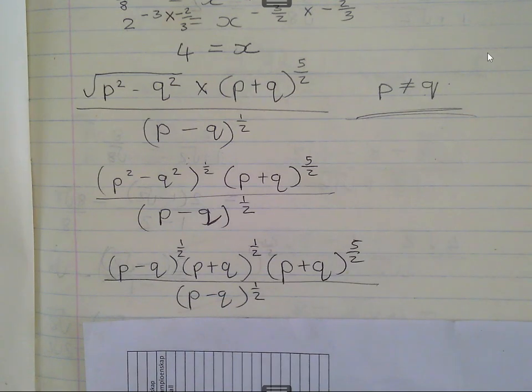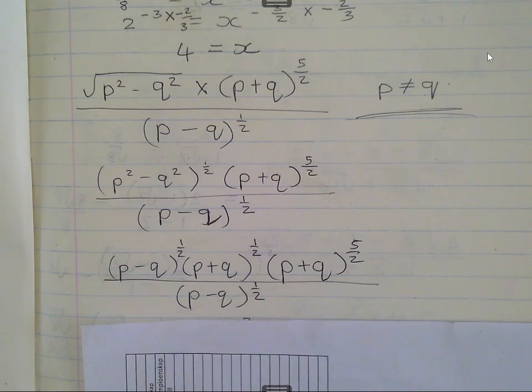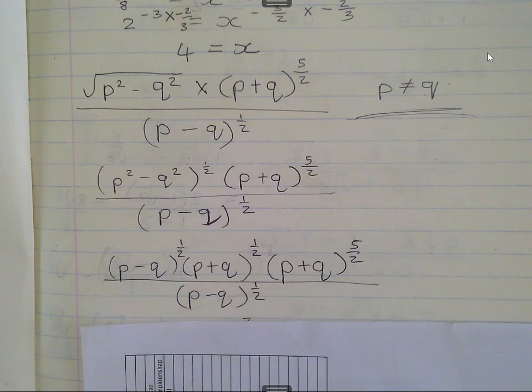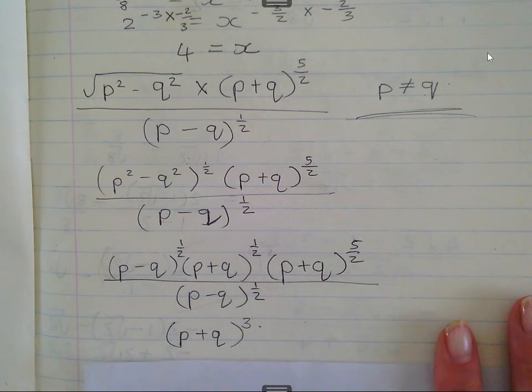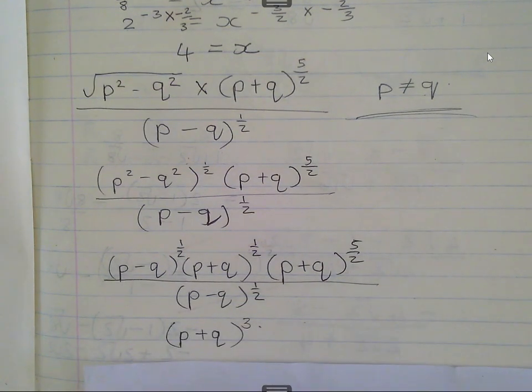And these two, with the exponents, they have the same base, p plus q in brackets. And when they have the same base and they multiply, I can add the exponents, which makes it 6 over 2. And that gives me p plus q to the power of 3.